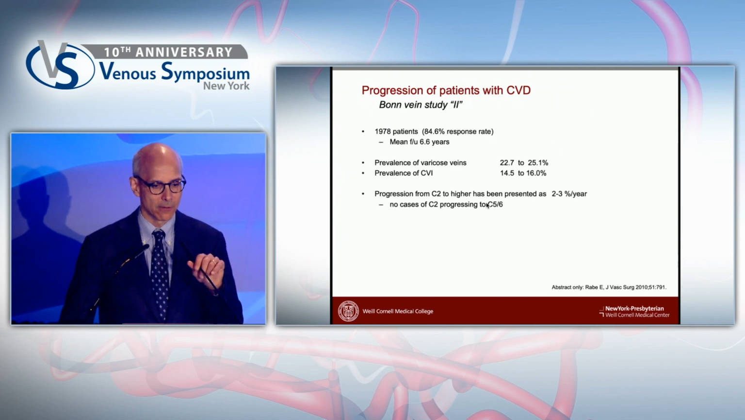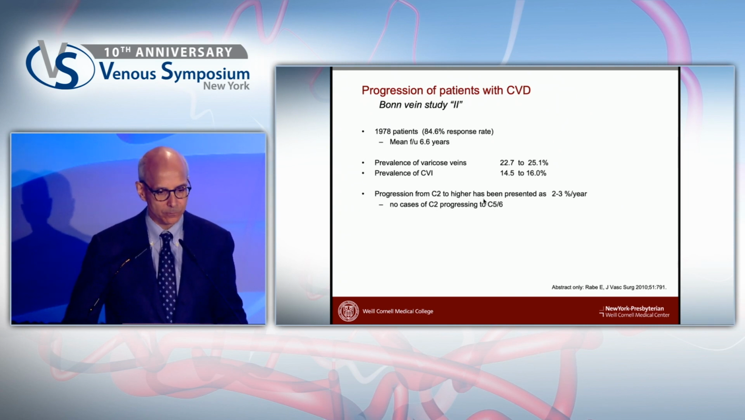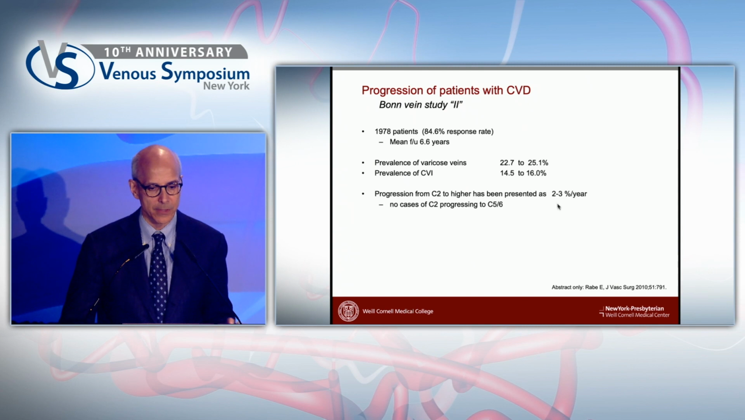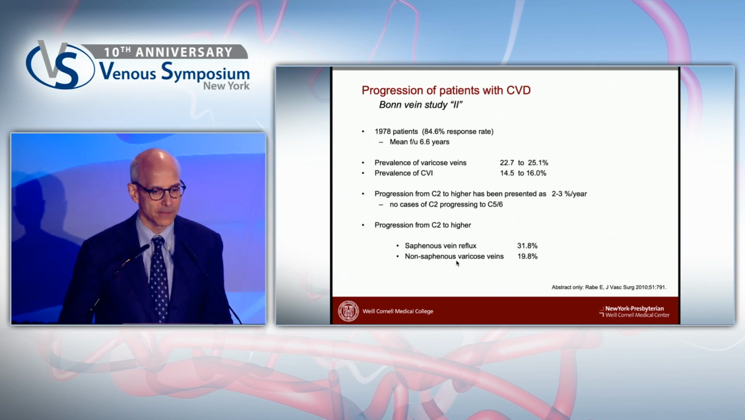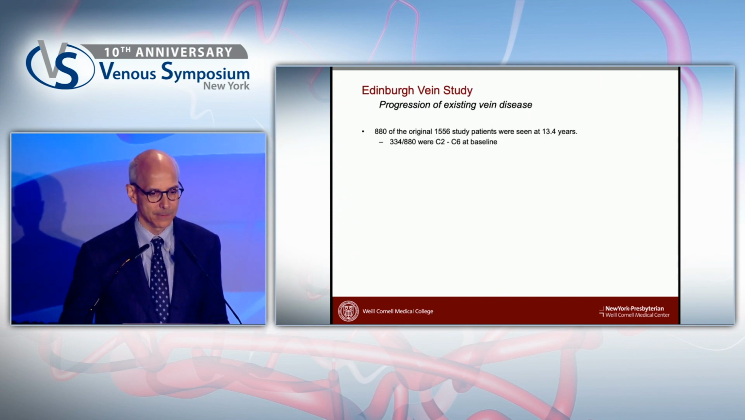What they did point out is that the progression in their presentations is a similar number to what we were seeing before, but they had seen no C2 cases progressing to the C5-6 level. And specifically, they noticed that progression was more likely in patients who had associated saphenous vein reflux than those who had non-saphenous related varicose veins.